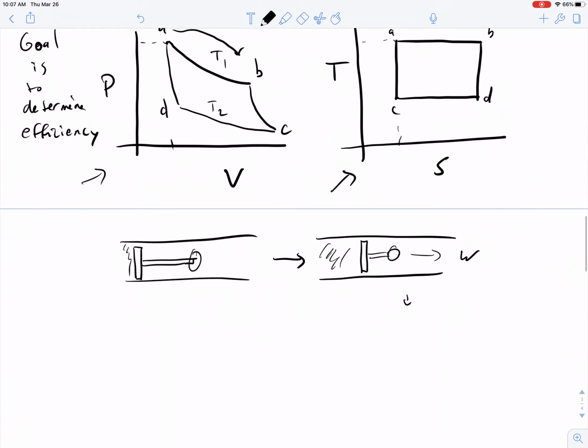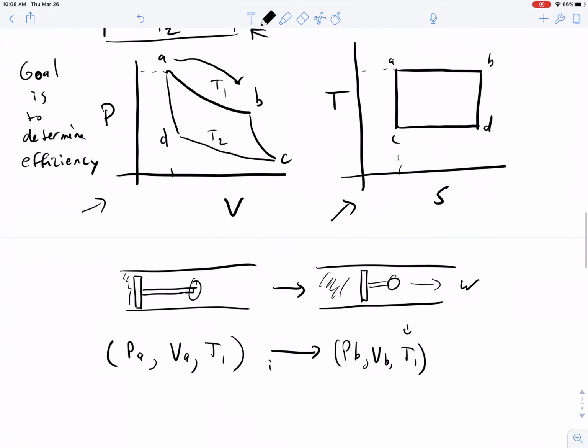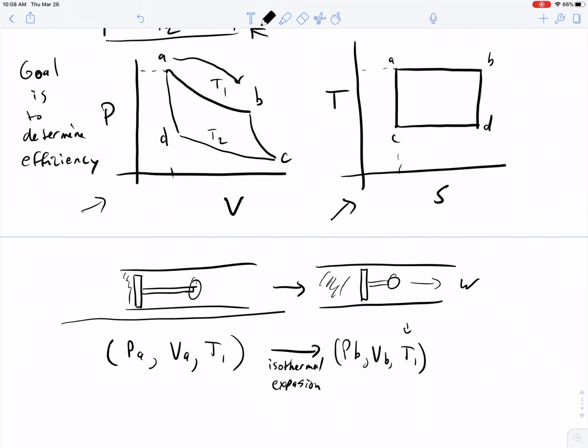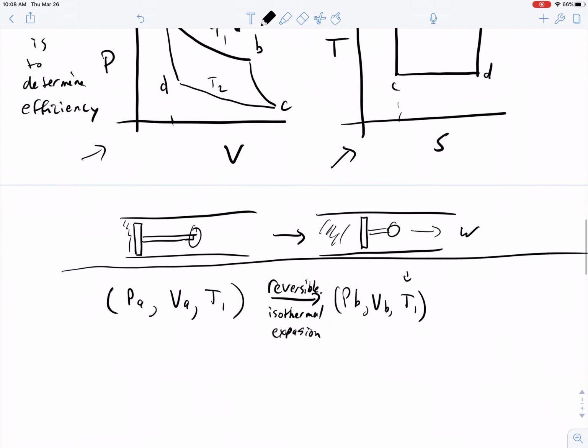So the first stage, we go from pressure at point A, the volume at point A, and temperature 1, to pressure at point B, volume at point B, and we're still at temperature 1. So this is what we would consider an isothermal expansion. Isothermal in that it's staying at a constant temperature. Now to calculate maximum efficiency, let's suppose that this is reversible. We can also calculate the work done and the heat added at each stage of this.